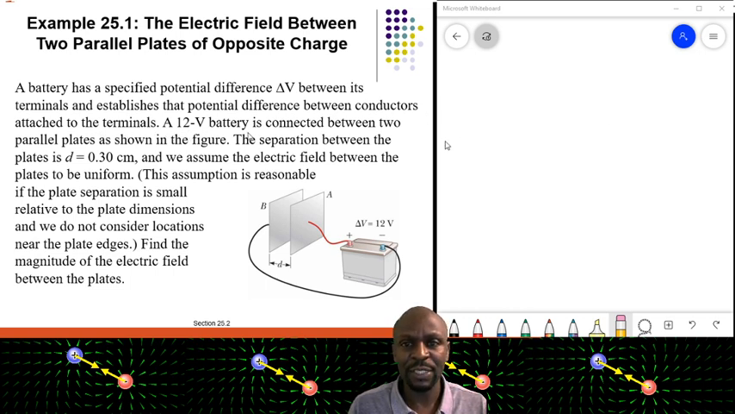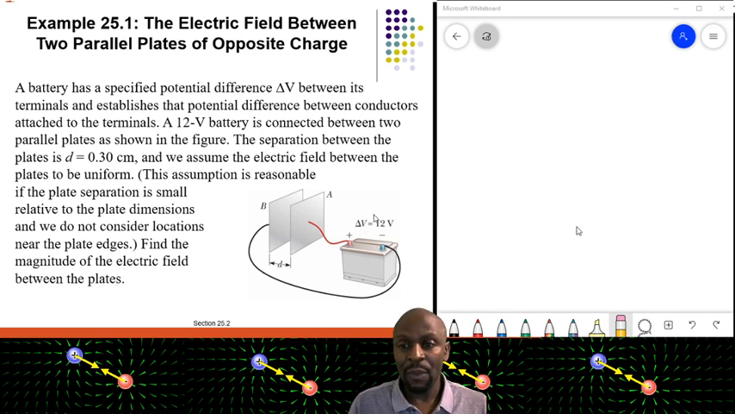A 12 volt battery is connected between two parallel plates as shown in the figure. The separation between the plates is given as 0.30 centimeter. Now there's a prefix there, and we assume the electric field between the plates to be uniform. This assumption is reasonable if the plate separation is small relative to the plate dimensions, and we do not consider the location near the plate edges. Find the magnitude of the electric field between the plates.